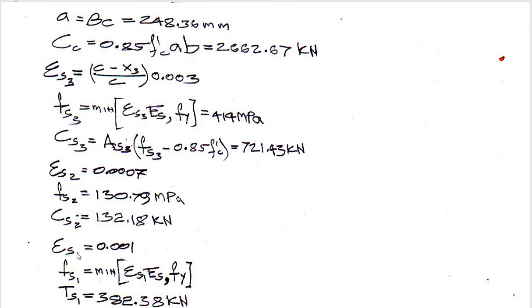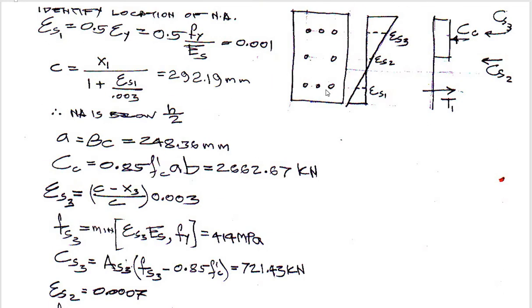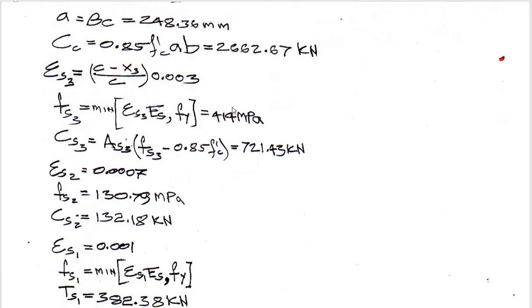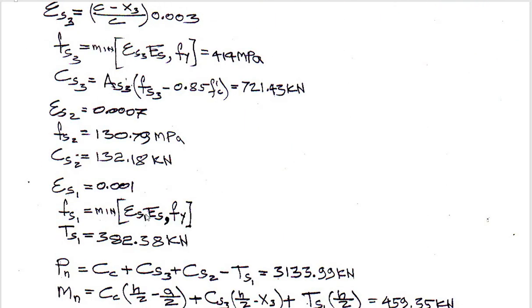Next, we now go to strain in steel 1. Dahil ang kukunin natin ngayon yung T1. Hindi na siya CS1, ano? Tension na siya kasi meron ka ng stress reversal dito. And we know that strain in steel 1 is 0.001. Yan ang gagamitin natin dito. And then, you check strain in steel 1 times ES, that is your actual FS1. Compare that with Fy, okay? Whichever is minimum, yan ang kukunin mo. And you get tension in steel 1, 383.38.